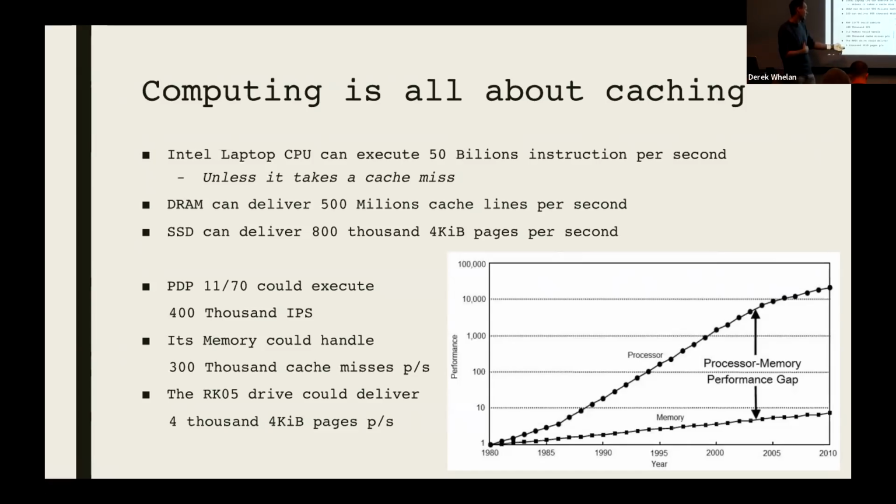RK05 drive: 4,000 pages per second, so just 2 orders of magnitude less than the processor. But if we take a look at this chart, which of course is up to 2010, we will see this gap is still widening. Of course, right now processors have stopped speeding up as they used to. So basically, we are reaching some barrier.